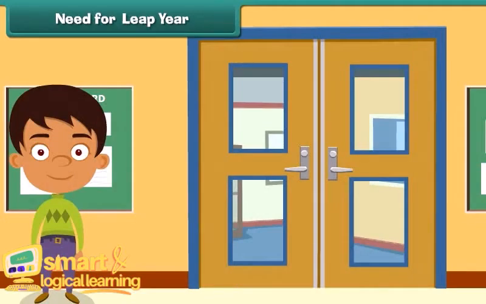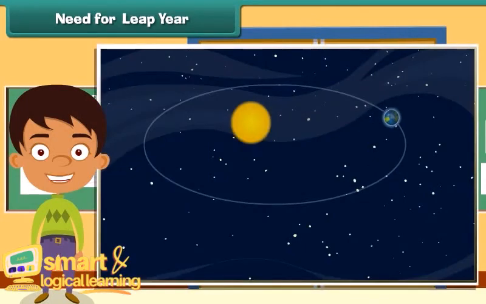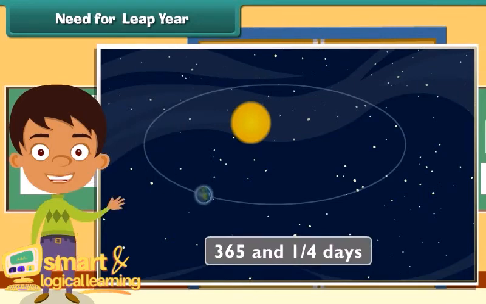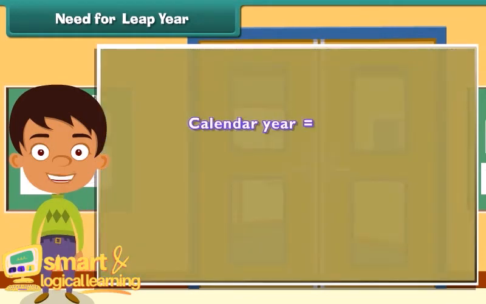Need for leap year. Earth completes one revolution around the Sun in 365 and 1 upon 4 days. But our calendar year has only 365 days. So, 1 upon 4 of a day gets left out every year.